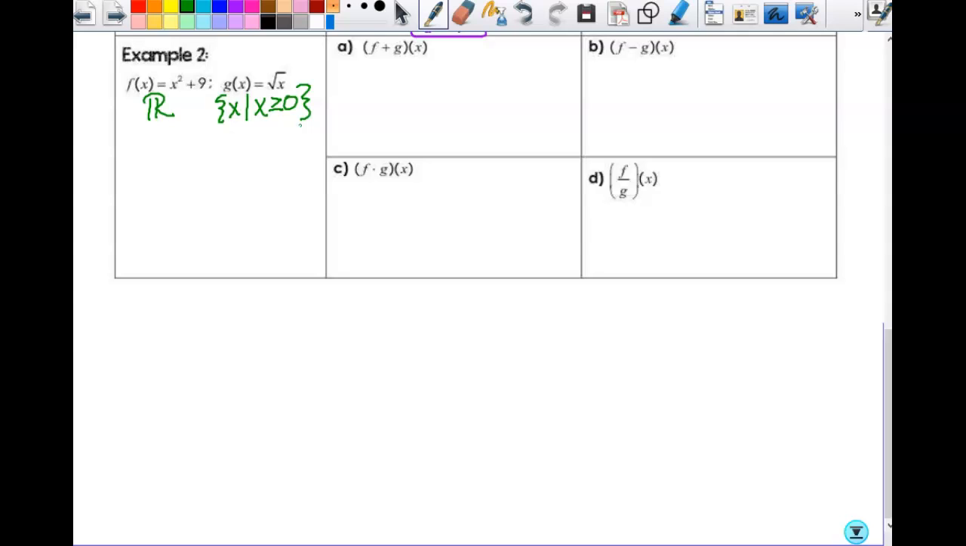Did you at least have that even if you had it in a different form? It's okay. That's why we're also doing more than one form so we can get used to more than one form, but very good. All right, so those are our two domains.